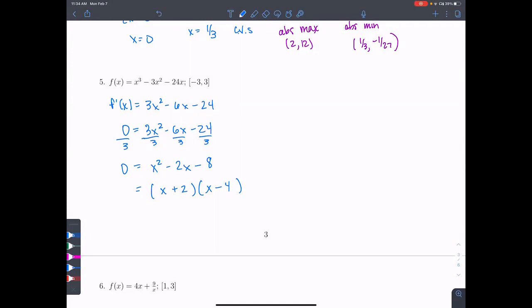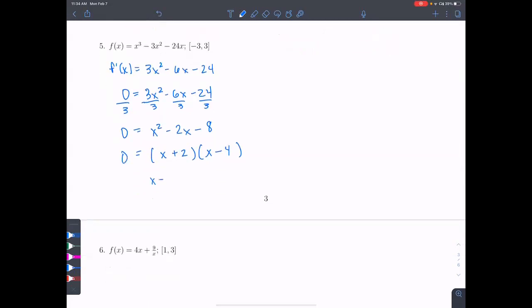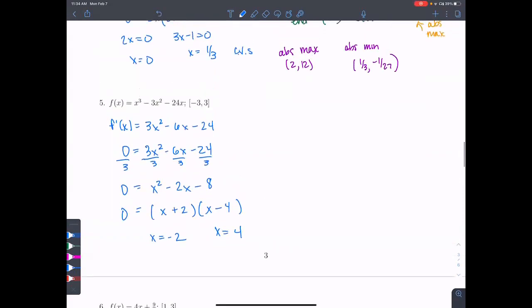Use the quadratic formula if you need to: the opposite of b, plus or minus the square root of b squared minus 4ac, all over 2a. First, outer, inner. That's good. Okay. So then set each factor equal to 0. So x is negative 2 or x is equal to 4. Those are our critical values. Both of them are in our interval, so we're going to need to plug them all in.